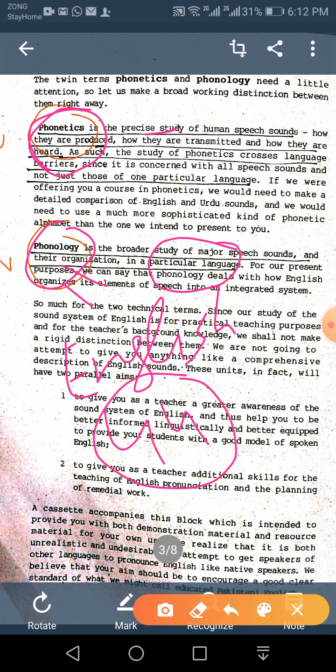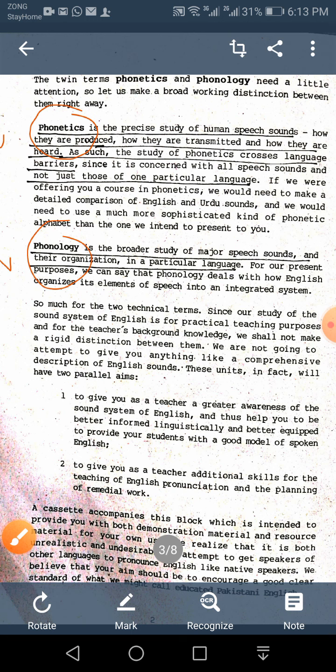Now in Urdu we have 57 sounds and 37 letters of the alphabet. But in English we have 44 sounds and 26 letters of the alphabet. So currently I am discussing English phonology. So what is the definition of phonology? Phonology is a precise study of speech sounds of a particular language.